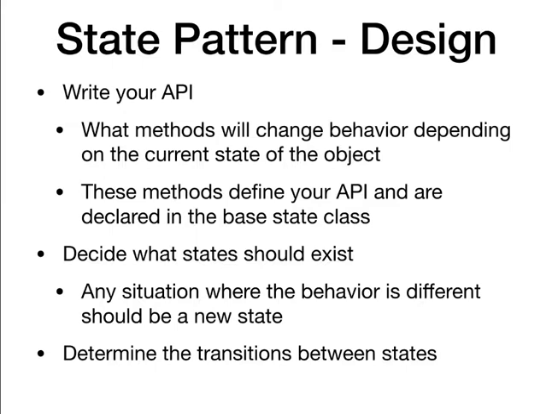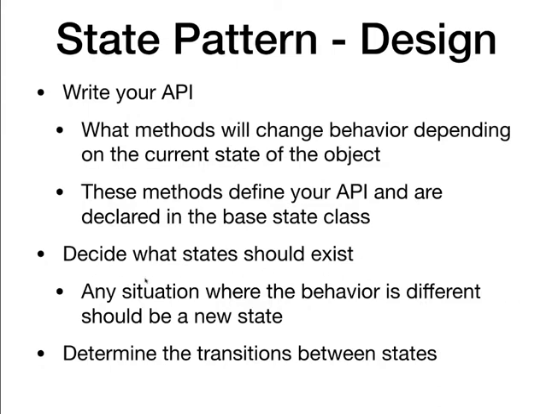So write the API. Any behavior that changes depending on state, put those methods in your state class. Then put those methods in your root class, the class that's going to contain the state, and write those same methods but defer to the state for the implementation. So the behavior of those methods changes based on the state. You're just going to defer to the state and work through it using polymorphism, through the state base class, and not worry about what concrete class is currently being used for that functionality.